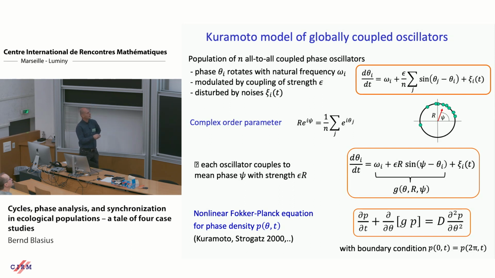And then there's a wonderful theory going back to Kuramoto and Strogatz and other people, where you also write down the phase density of all the oscillators, and you have again a partial differential equation. But here the boundary condition is that the phase evolution should be continuous. So that's classical theory, and that's one beautiful theory to analyze this.